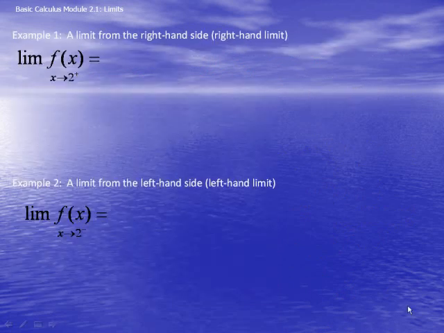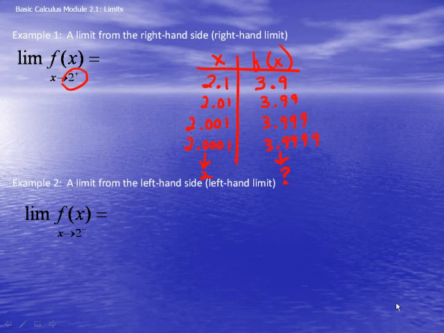Example 1, a limit from the right-hand side. In this notation, we're looking at the limit of f of x as x approaches 2 from the positive side. And that's what that notation states. Notice that in this function, as the x values go closer and closer to 2, the y values, or the f of x values, are headed closer and closer to what number? And the answer to that would be 4.